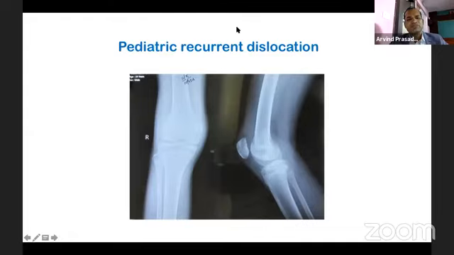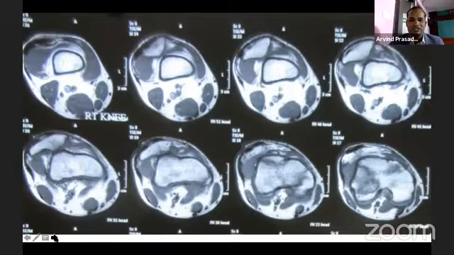Some discussion about pediatric recurrent dislocation, because most of the patella gets dislocated in the pediatric age group only. It has started from the pediatric age group. Almost more than 70% of recurrent dislocation of the patella have episodes of dislocation in their less than 20 year age group. So this was the case.